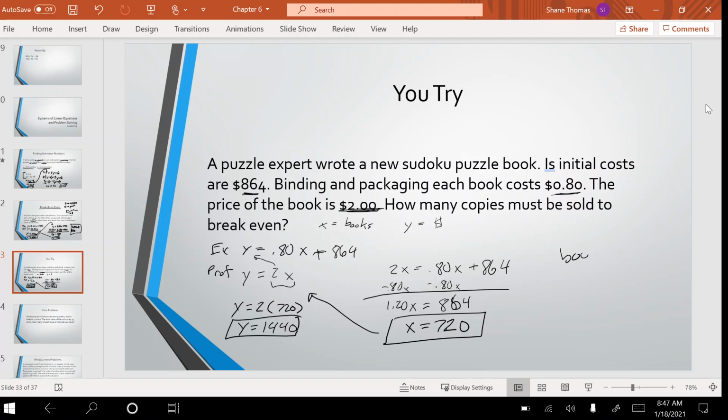All right, I have to sell 720 books. And my price point, all right, at what price point do I make money? I start making money at 1440. So the first 719 books, I'm in the negative. Starting with book 721, I'm making money.